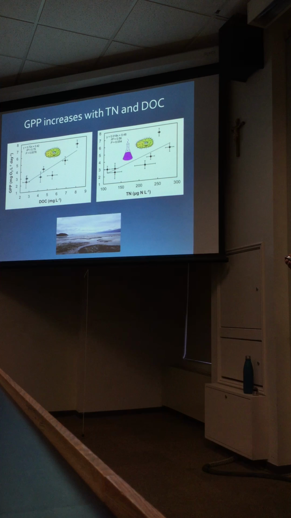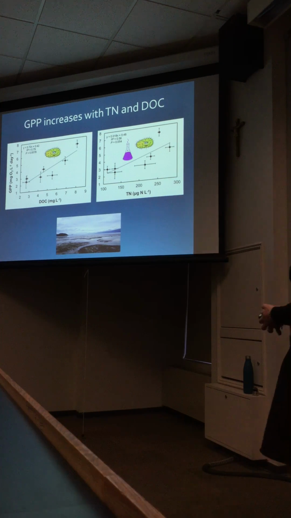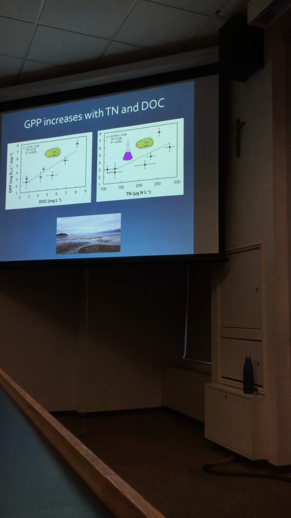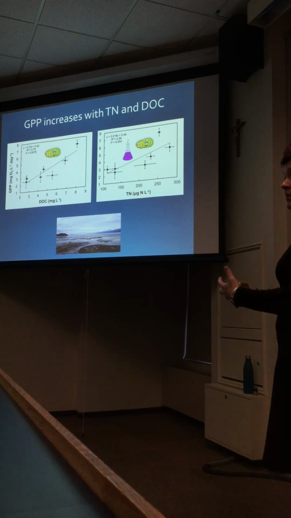Just as this total nitrogen was higher in those ponds as well. And so these ponds tend to have pretty low nitrogen levels, so it's possible that the plants are really limited by that nitrogen. They need that to photosynthesize.